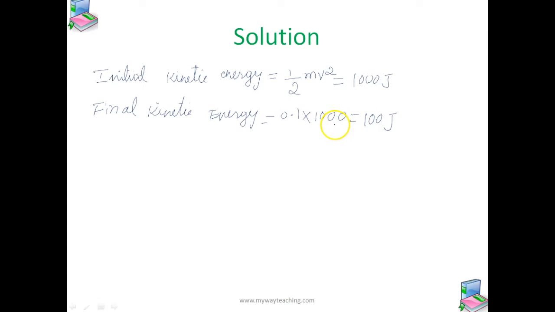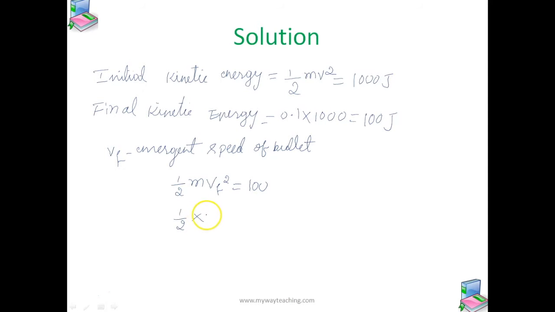Okay, and if vf is the emergent speed of the bullet, then we can write the final kinetic energy, half m vf², as 100 joules, isn't it? And we know the value of the mass, that is 50 grams. If you write in terms of kg, that is 0.05. So vf² is equal to 200 divided by 0.05.